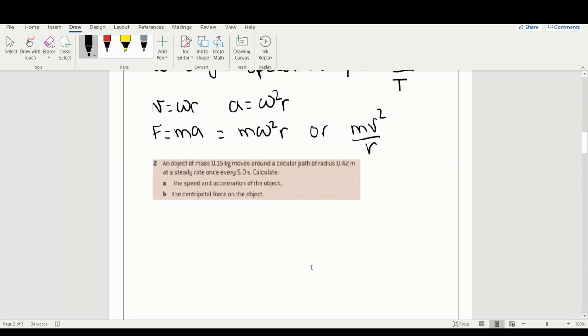So let's show you what I mean by knowing omega. So this is a question: an object with a mass of 0.15 has a circular path of radius of 0.42 and a steady rate of once every 5 seconds. So I know the time period is 5 seconds. I know the mass is 0.15 kilograms, and I know the radius is 0.42 meters. So the first thing I'm going to do, even before I look at this question, is find out what omega is.